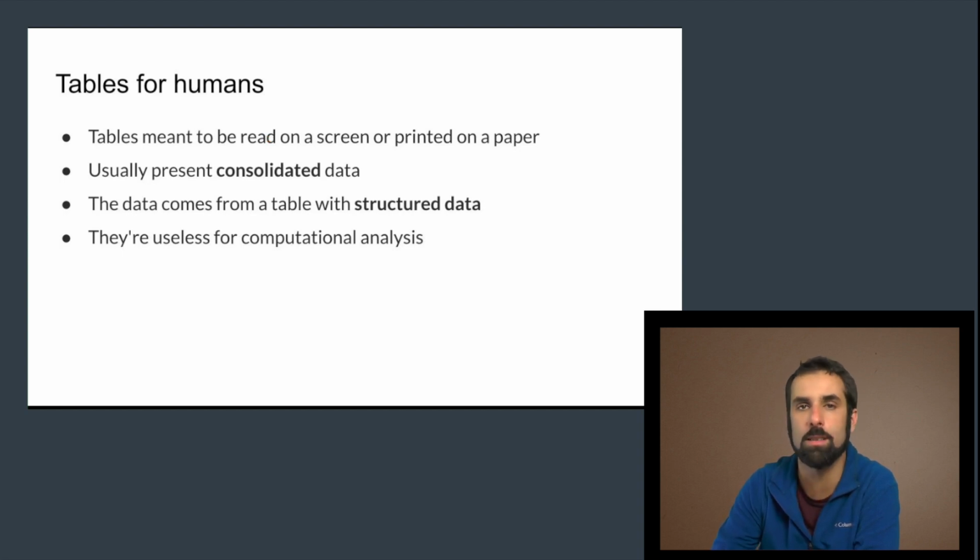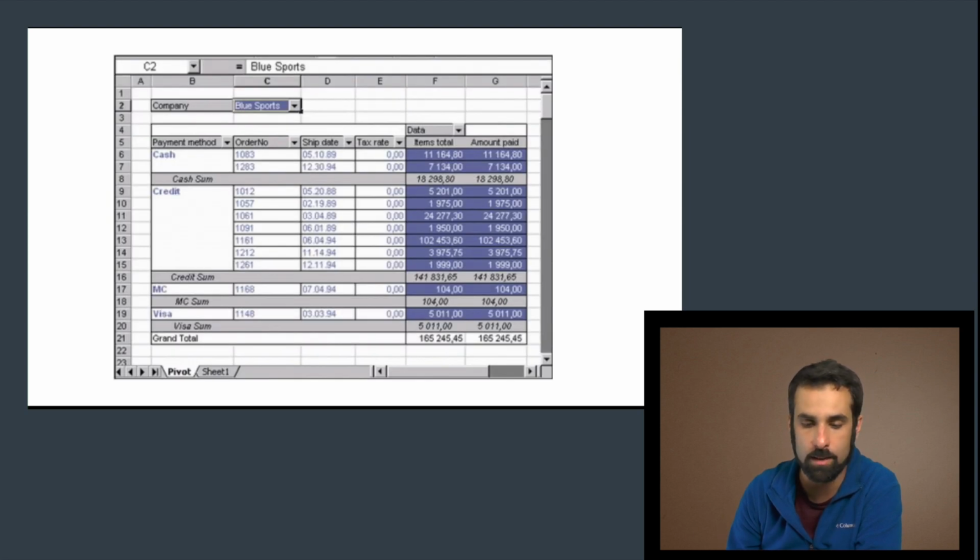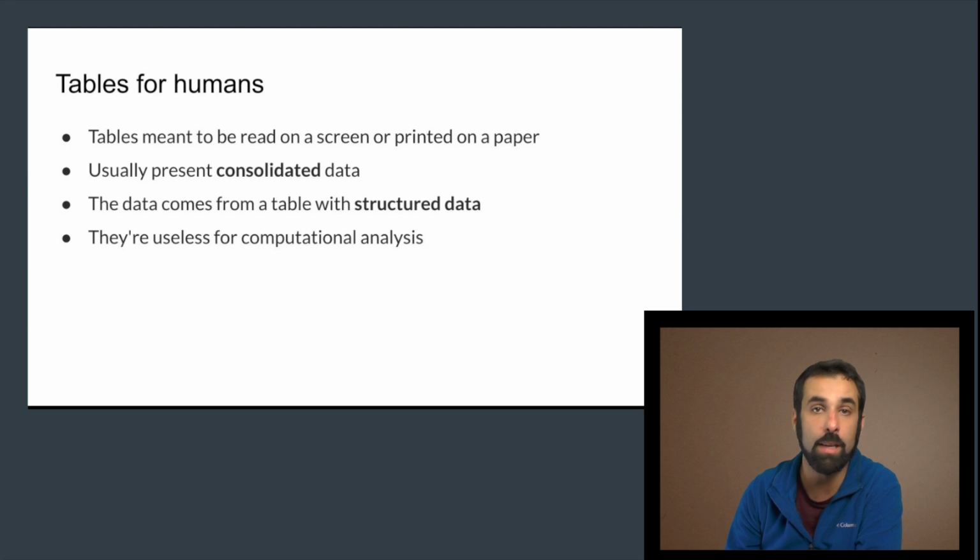Usually they present consolidated data that comes from tables that are structured, and those are the tables that we want, with the granular data that generated these reports. The thing is that these reports that we're seeing here, usually pivot tables and reports that are PDF files, are useless for computational analysis because they have no integrity in terms of the predictability to make calculations. And I'm going to talk about why those things are different.